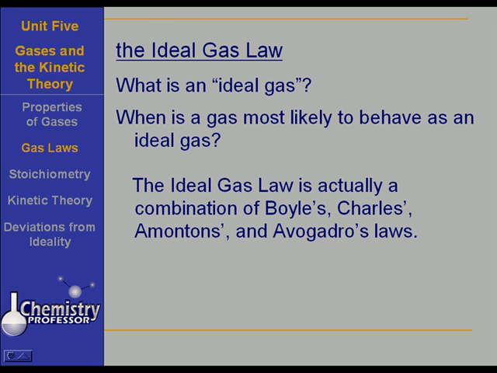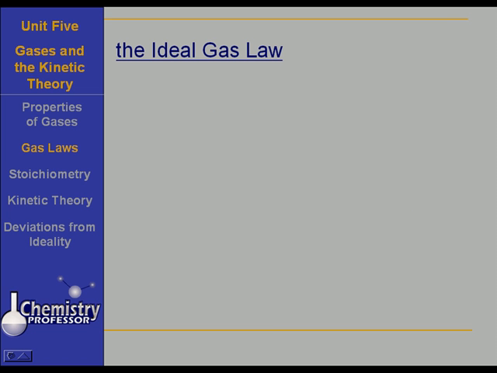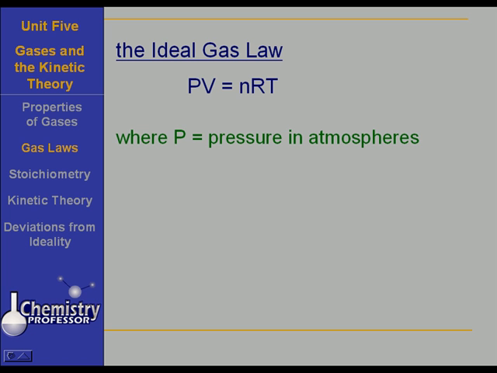It's actually a combination of Boyle's, Charles's, Amontons's, and Avogadro's laws. Let's have a look at it. PV equals nRT, where P is pressure in atmospheres, V is volume, and we usually express the volume in liters.